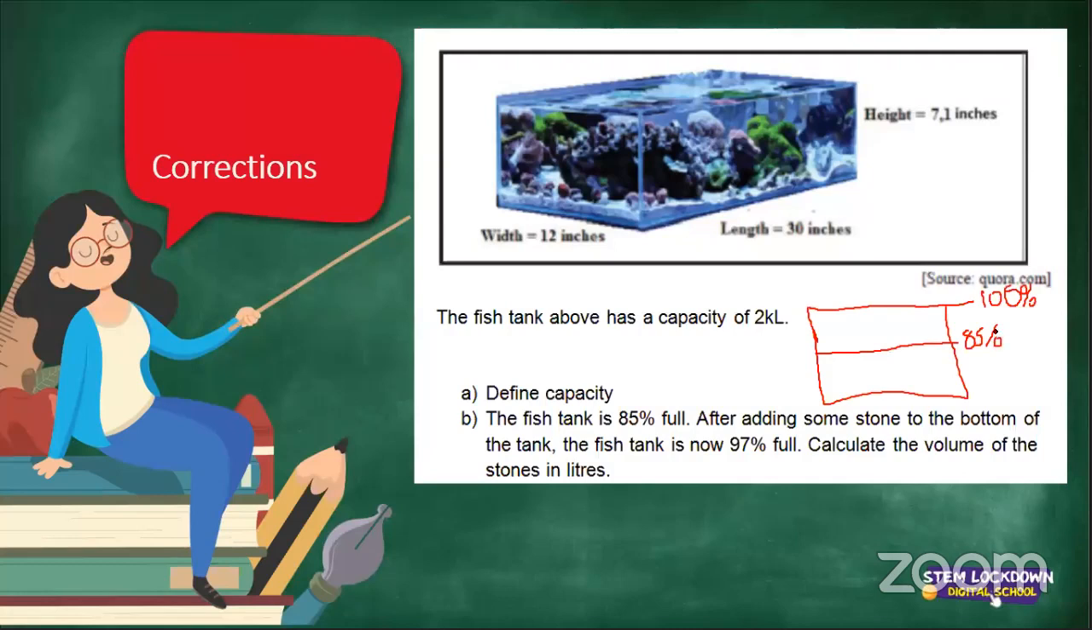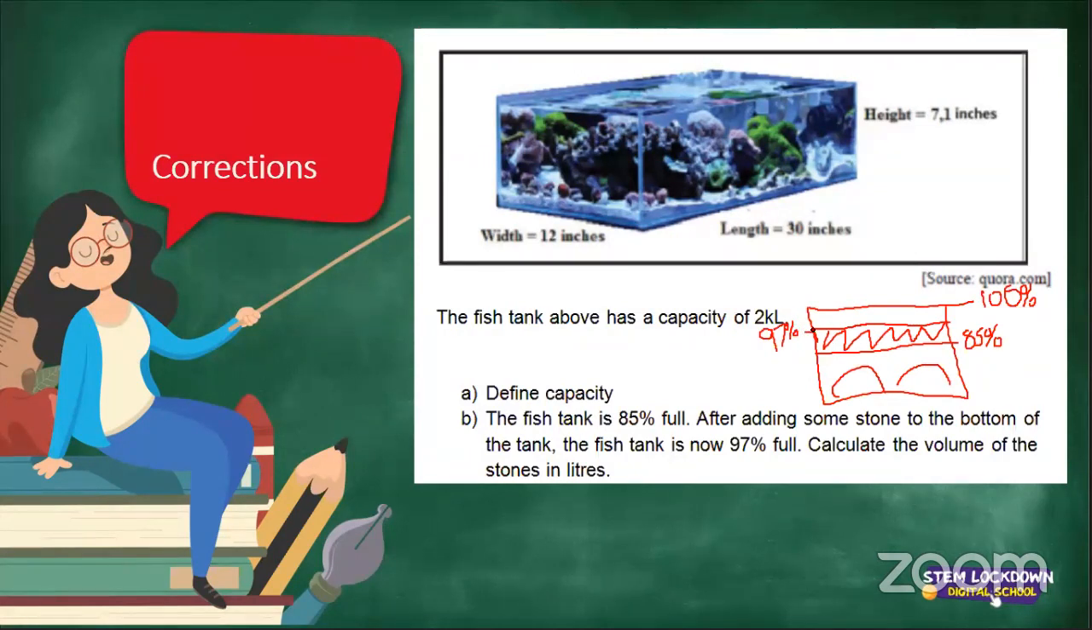And then we are told that you add some stones. So you add those beautiful stones to the bottom of the fish tank. The fish tank is now 97% full, right? So you add some stones at the bottom. There are your stones, right? And now it has gone up, right? It is now 97% full.